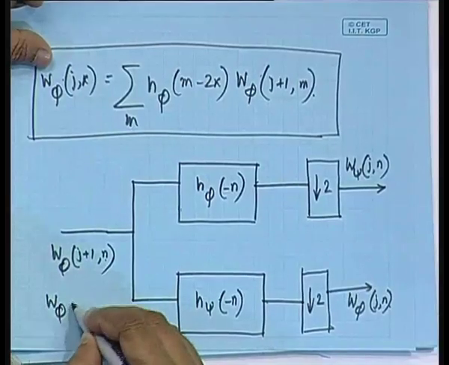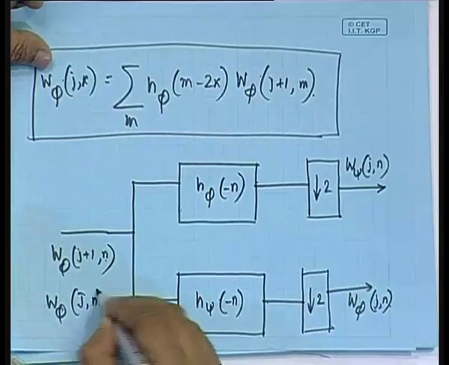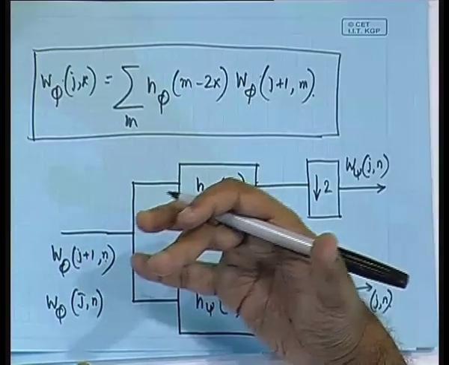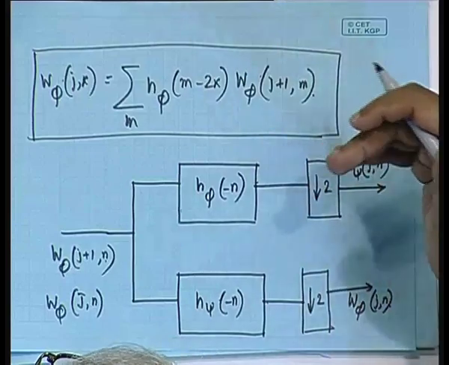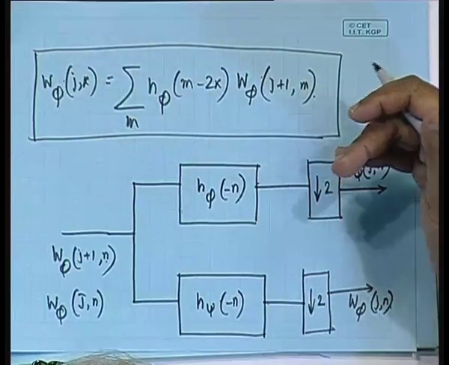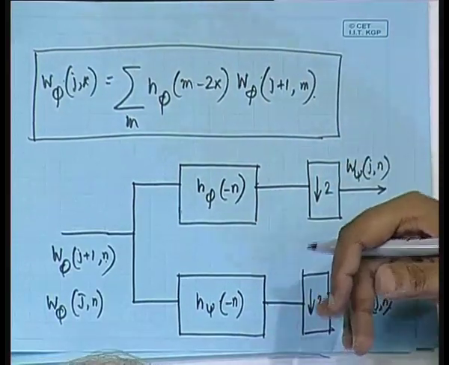Okay. So, if I start with the highest scale, what is the maximum value of small j? The maximum value of small j is equal to capital J minus 1. So, if I start with W phi capital J comma n, which is nothing but our original image, our original signal, we can put it into these two kinds of filter banks.